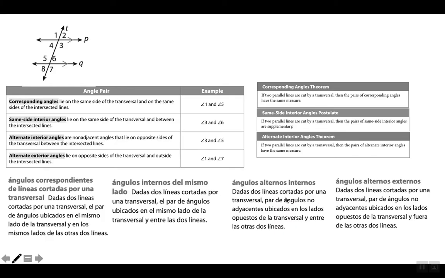Okay, now here, there's a lot of information. It's actually very simple though. Don't let all the information scare you. Let's look at everything one at a time. And on the bottom is the translations in Spanish. So in English, all you got to do is look at the top part.